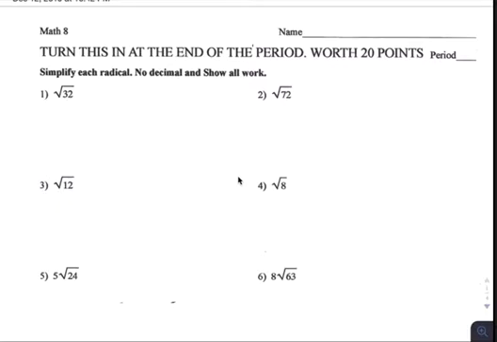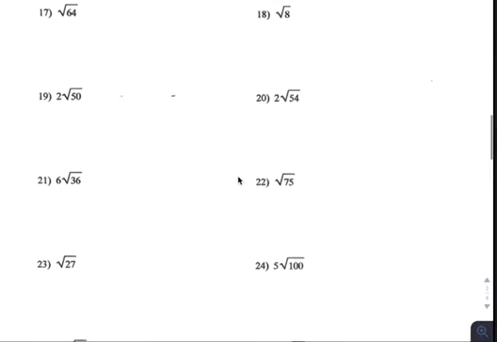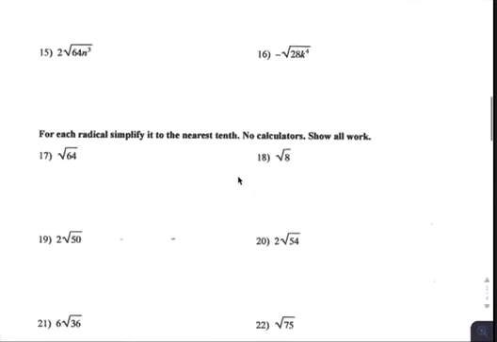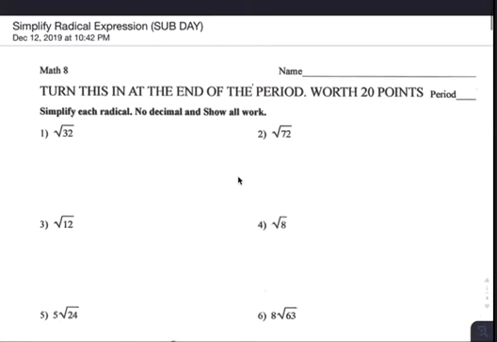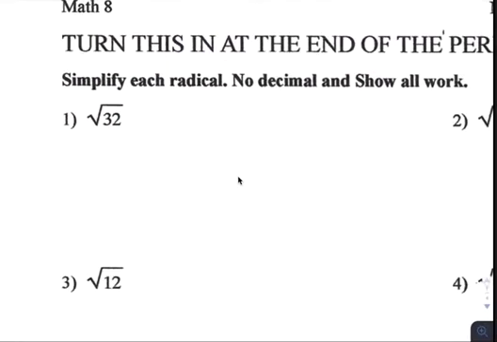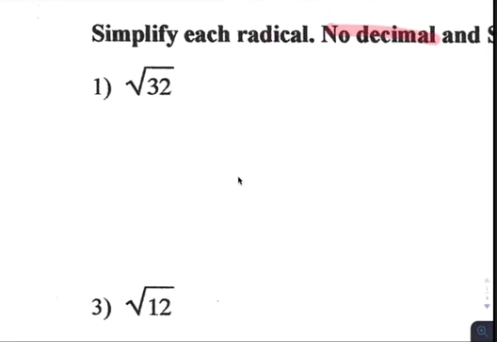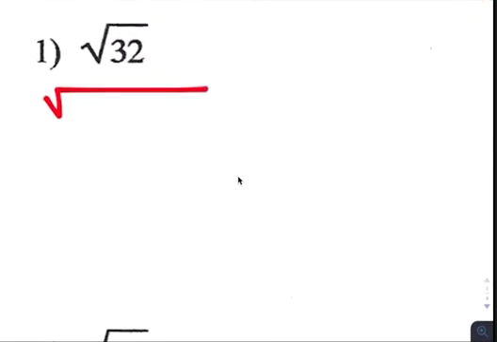You turn this page in, front and back. This front page and this page need to be done, both by the end of the period. Okay, so we'll simplify each radical. It says no decimal, so that means no calculator either, okay? Show all work.